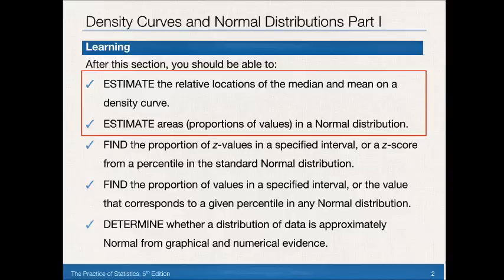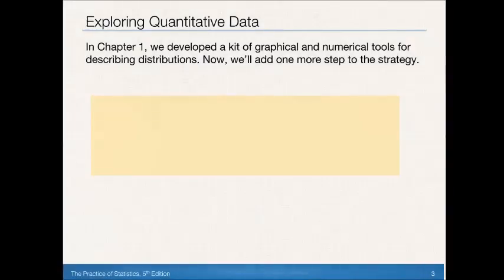We're going to define what a density curve is, by the way, and then we're going to estimate proportions of values in a normal distribution. This starts on page 103 of your textbook, and it starts out with a review of Chapter 1 and how we explore data.